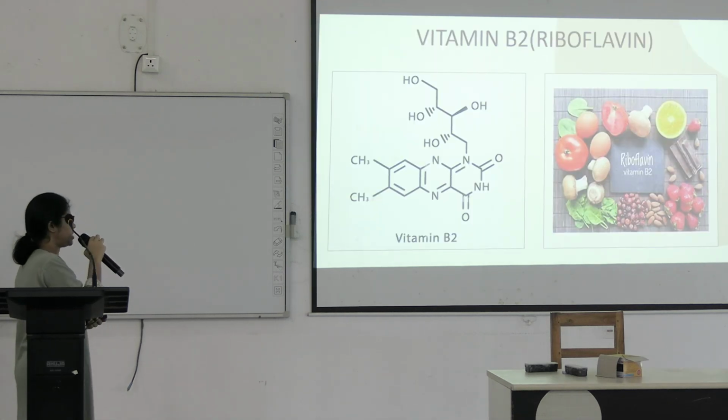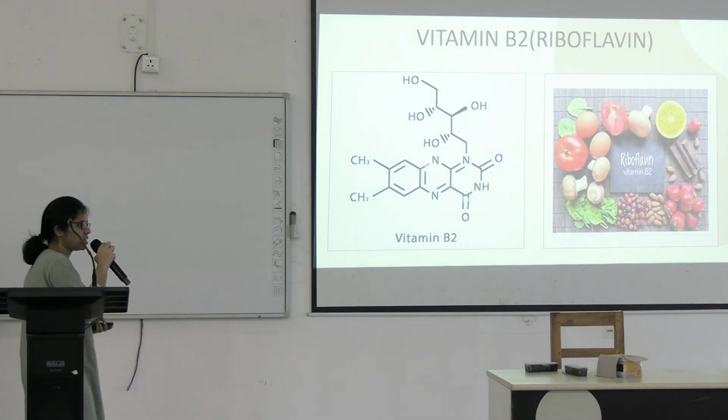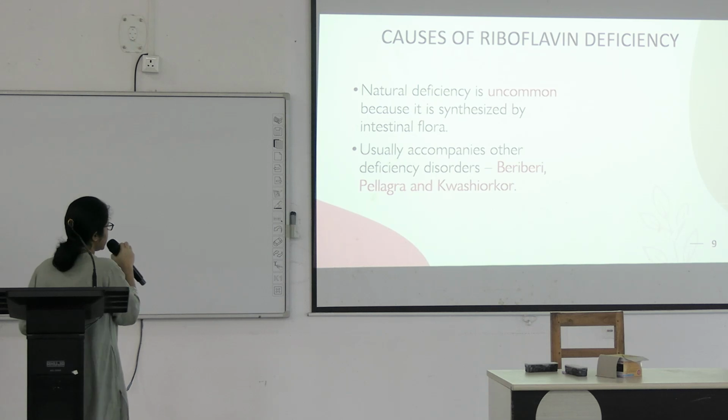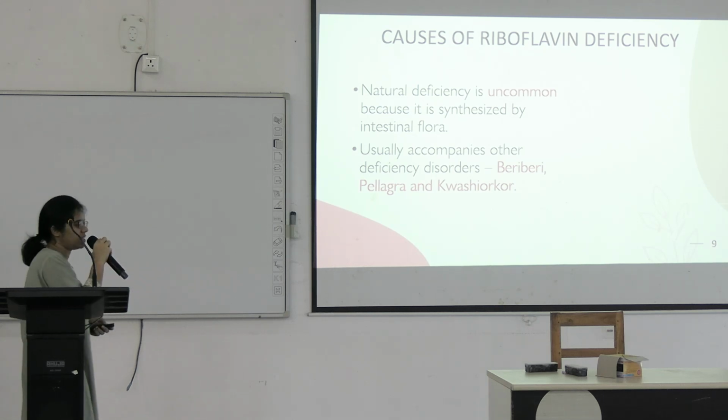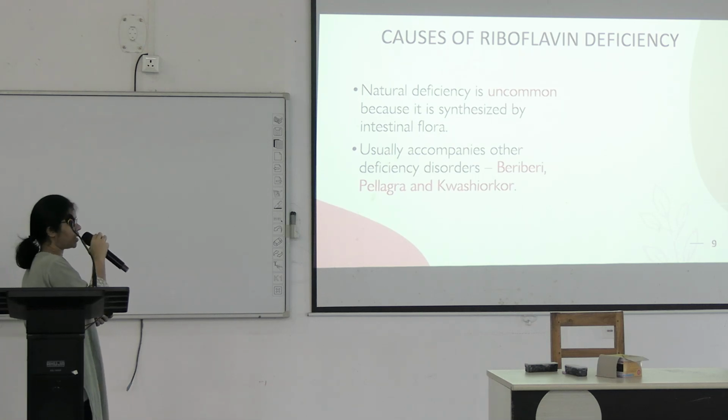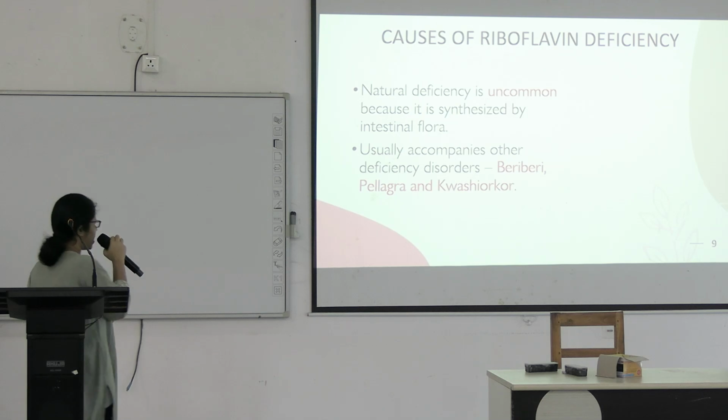Let's see the vitamin B2, that is riboflavin. It is essential for our cell function, energy production, and nutrient metabolism like fat, protein, glucose. Let's see the causes of vitamin deficiency, but it is very uncommon because it is synthesized in our intestinal flora, and it is usually accompanied with other disorder symptoms like pellagra, kwashiorkor.